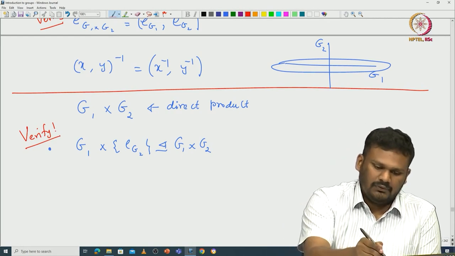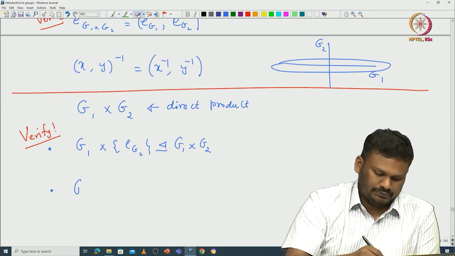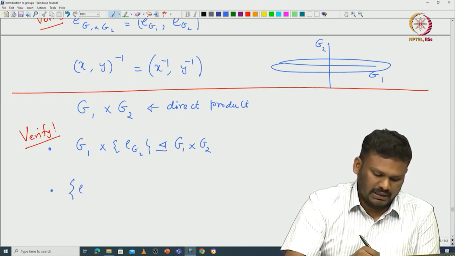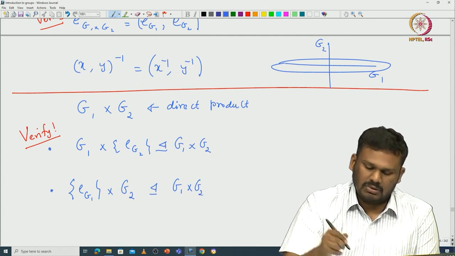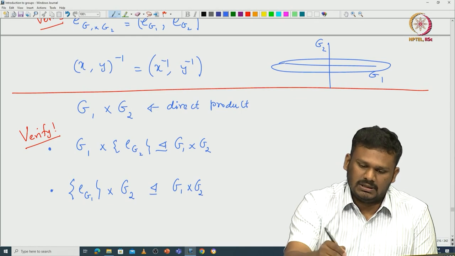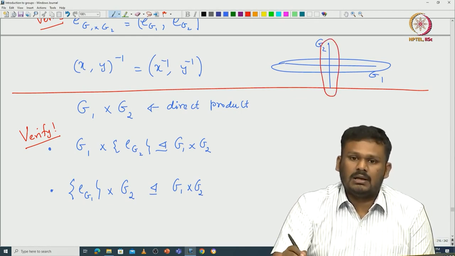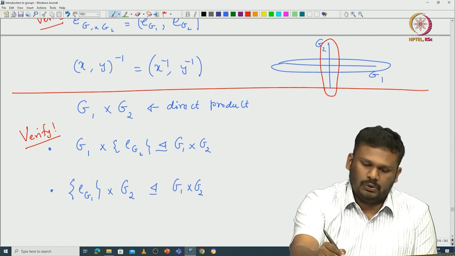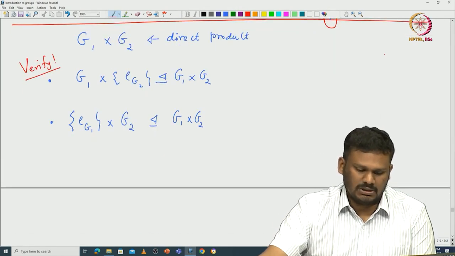Similarly, if you take identity of G1 cross G2, that is again a normal subgroup inside G1 cross G2. So there are two normal subgroups, one is this G1 and another one is this G2. From that you are actually producing this Cartesian product. Both of them are normal subgroups inside your G1 cross G2.